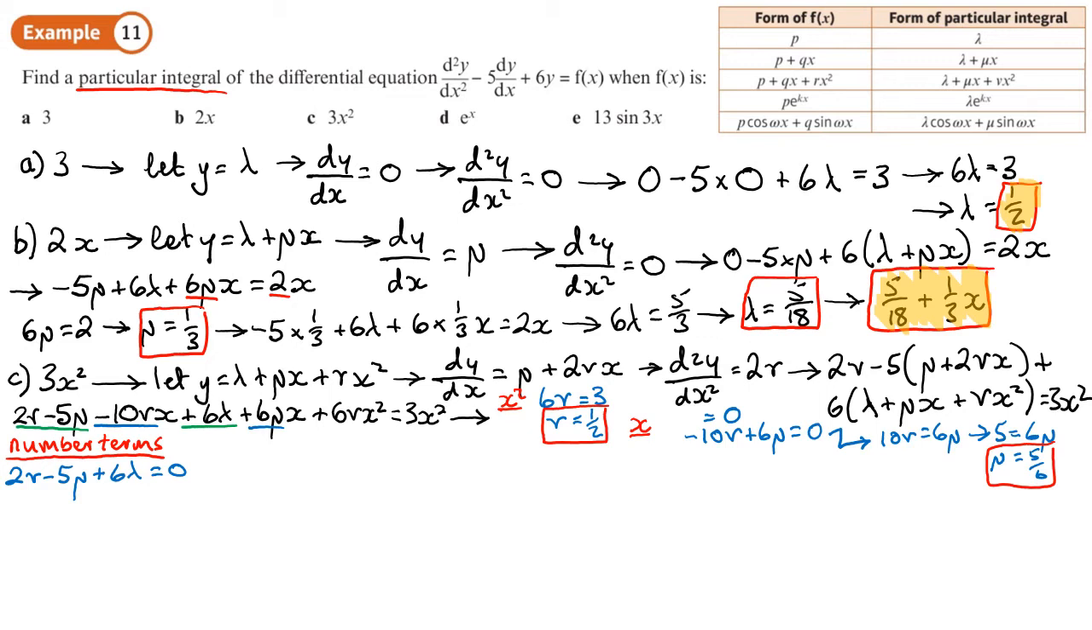Now we have nu is a half, so 2 times a half is going to be 1, minus 5 lambda, so it's going to be 5 times 5 over 6, which is going to be minus 25 over 6, plus 6 lambda equals 0. So that means 6 lambda equals, just work this out on my calculator, that's 19 over 6, which will then give us lambda equals, we divide both sides by 6, 19 over 36.